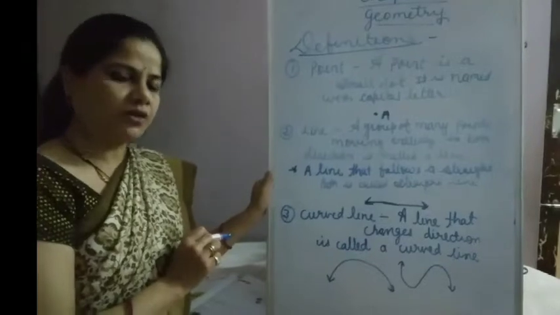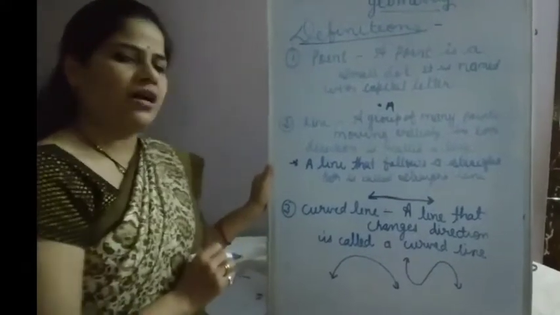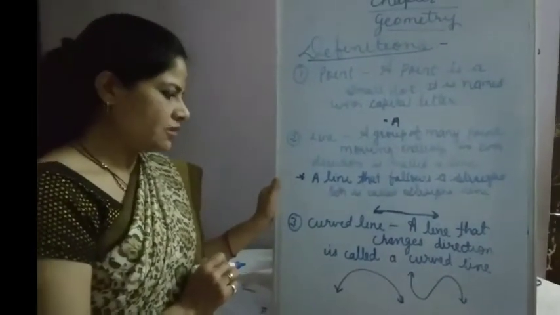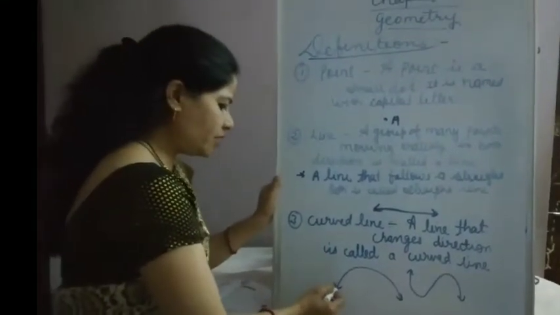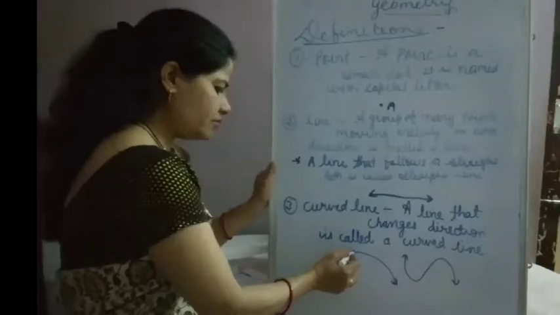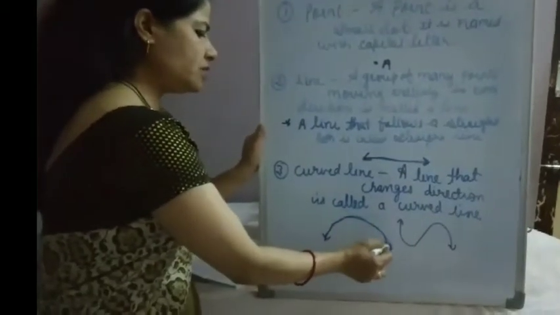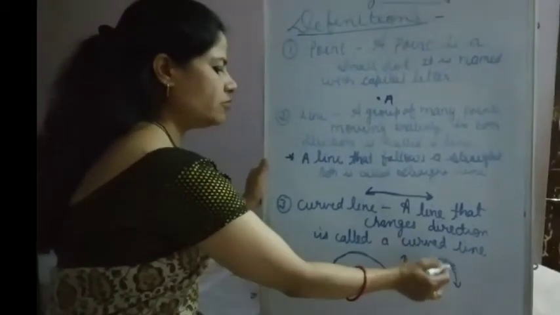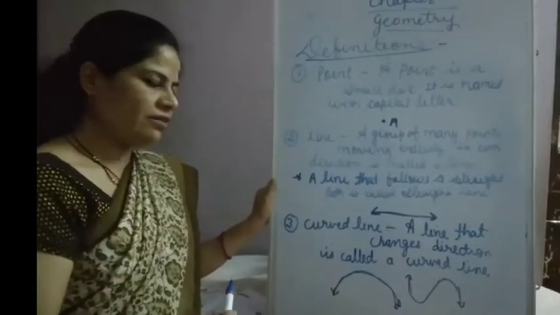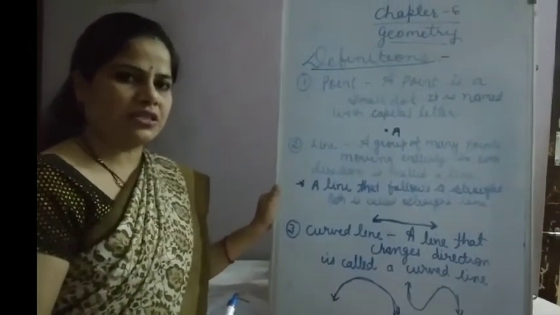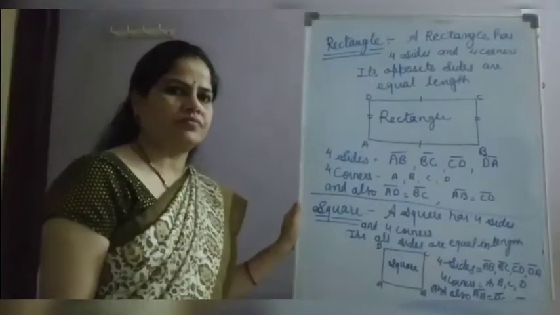Next is the curved line. What is a curved line? A line that changes direction is called a curved line. In the figure you can see the line which has a curve. So these lines are called curved lines. Why? Because these lines are changing their path.